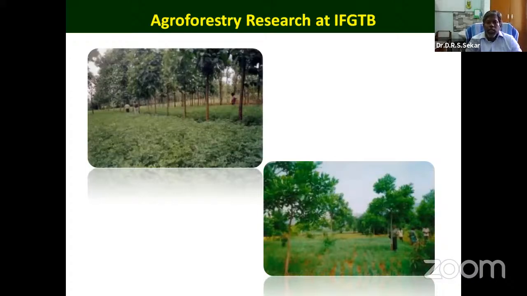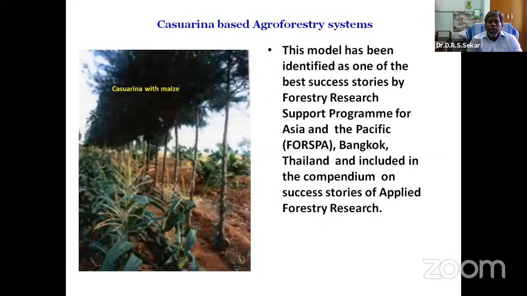Institute of Forest Genetics and Tree Breeding. My colleague and friend, Dr. Bhuvneshwar, is intensively involved in this agroforestry research with the support of various agencies, from NABARD to the State Planning Commission to the National Medicinal Plant Board, including in-house and funded projects. We worked on two different systems. One is a Casuarina-based agroforestry system.